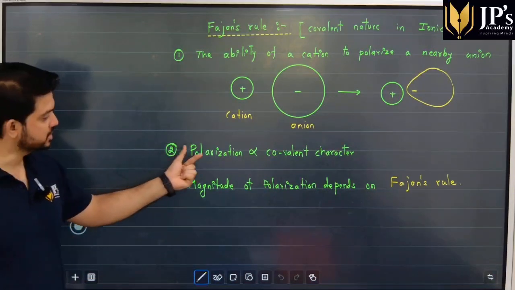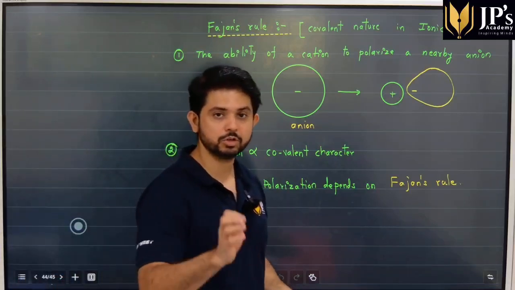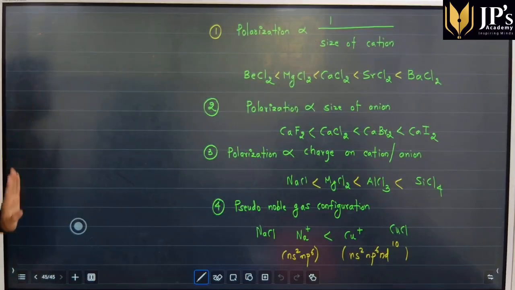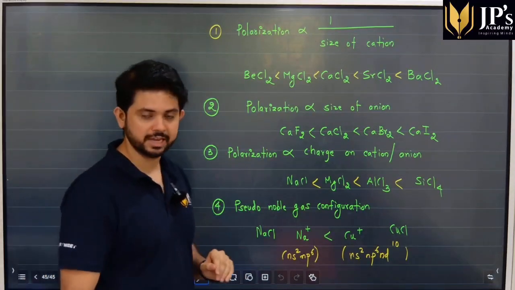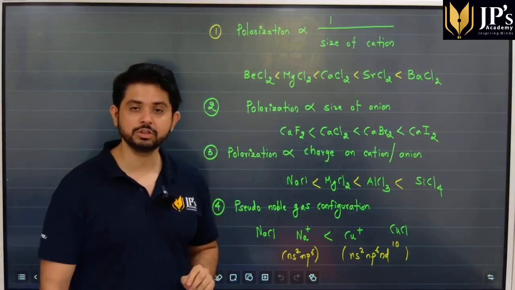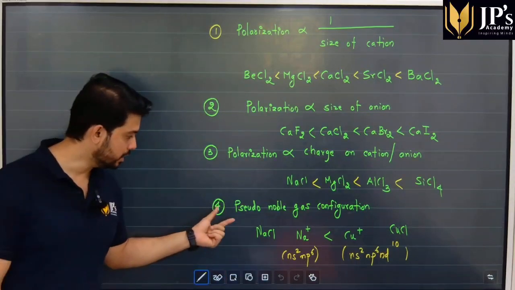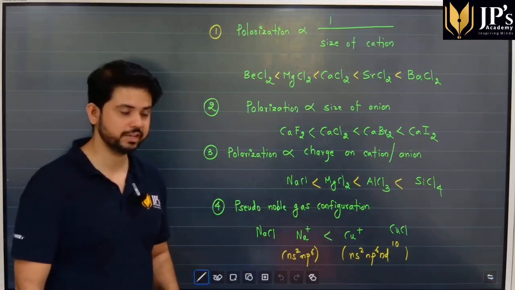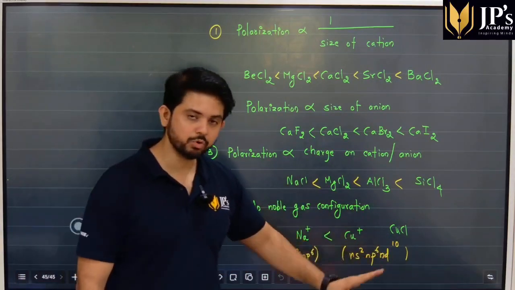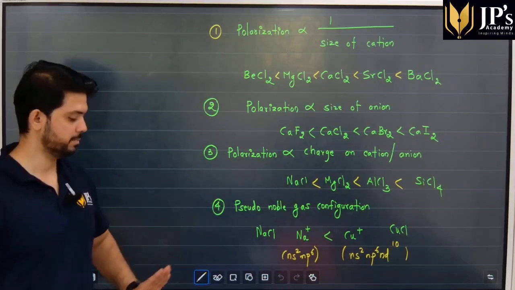So this polarization is directly proportional to the covalent character, and the magnitude of polarization depends on rules which are given by Fajan. So let's understand what these rules are. Polarization is inversely proportional to the size of the cation. It is directly proportional to the charge on the cation and anion, and very important, students, ions which have pseudo noble gas configuration. For example, if I compare CuCl with NaCl, CuCl has more covalent character because of the pseudo noble gas configuration of Cu+ as compared to Na+.